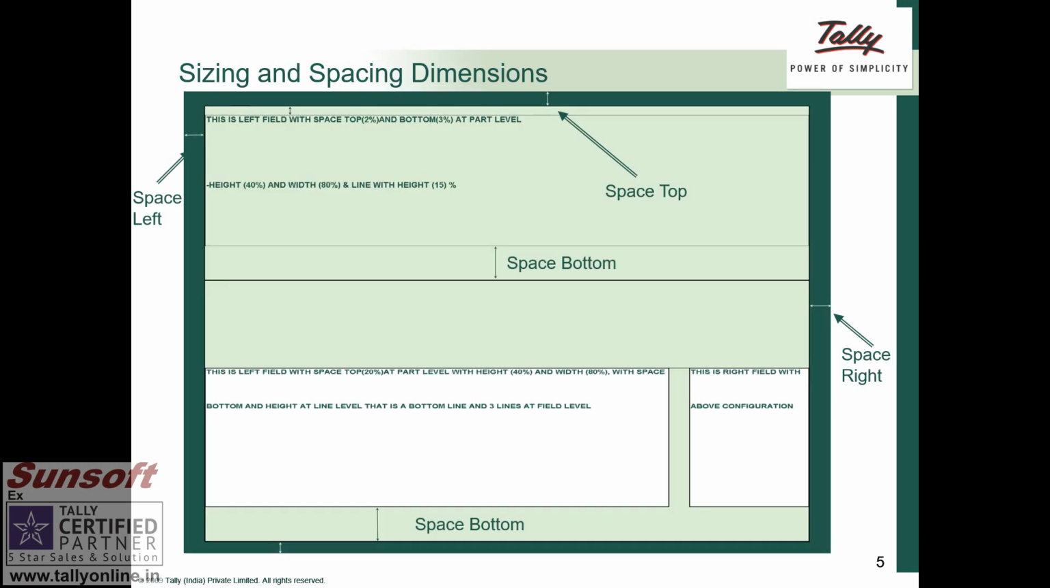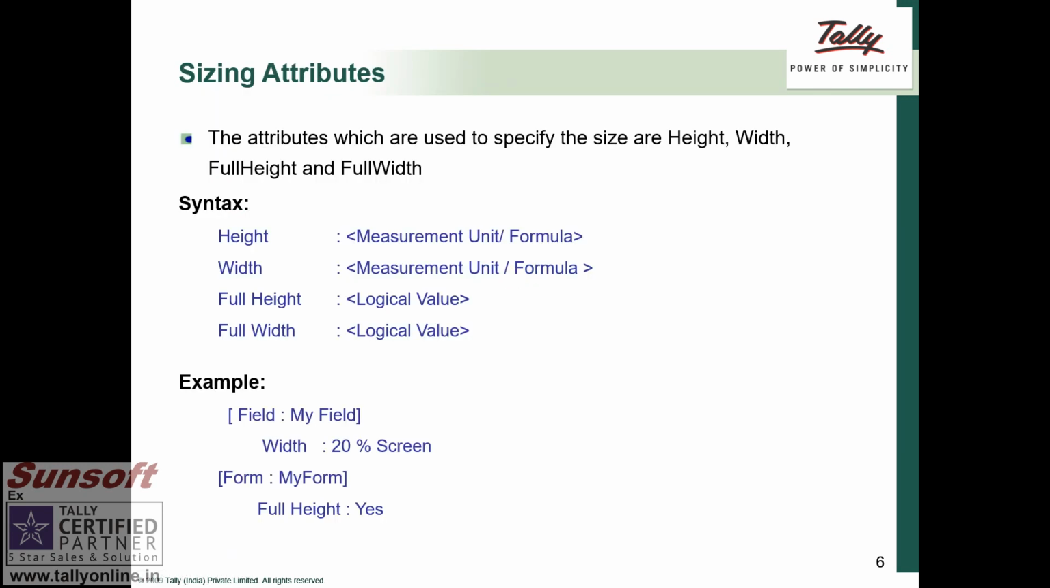Now, sizing and spacing dimensions. This is just an example being given. This is space left, this is space top, this is space bottom. Any part can have a space bottom, your form can have a space bottom, similarly a line can have a space bottom. All those objects which have been defined can have different types of sizing, and the sizing attributes are height, width, full height, full width.